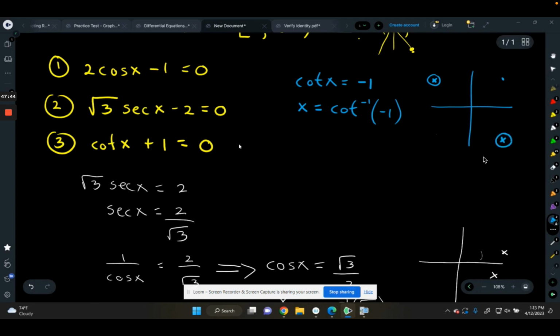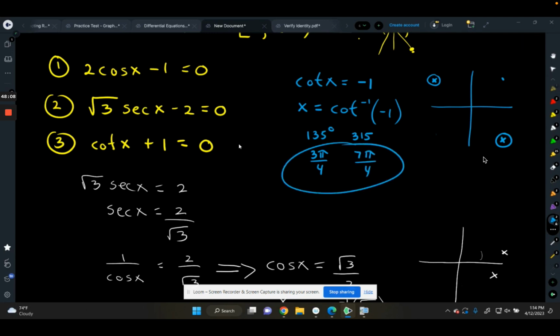So where the x over y is -1, this is going to be at 135 degrees or 3 pi over 4, and at 315 degrees or 7 pi over 4. And there we go. Okay? Questions?